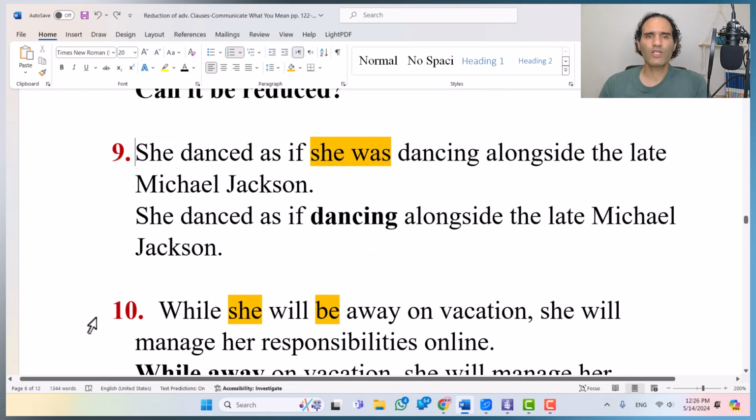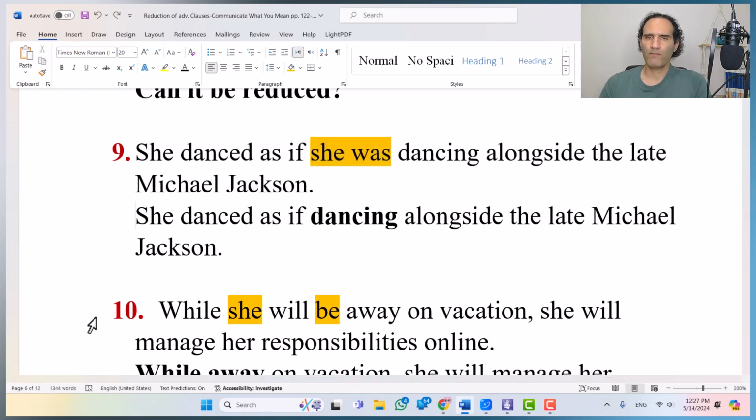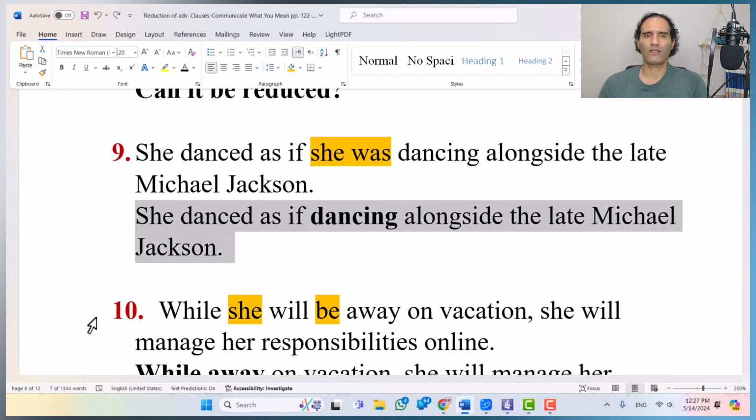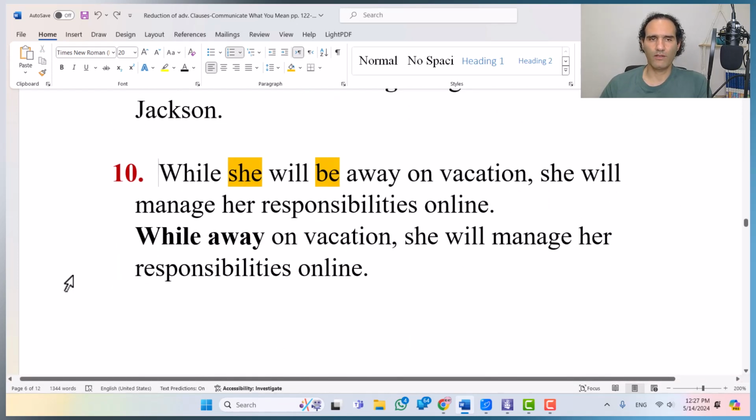Number 9, she danced as if she was dancing alongside the late Michael Jackson. Oh, late Michael Jackson. Such a great icon. So subjects are the same. She danced as if dancing alongside the late Michael Jackson. God rest him. What an icon.